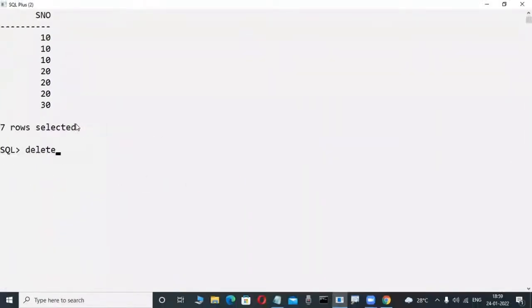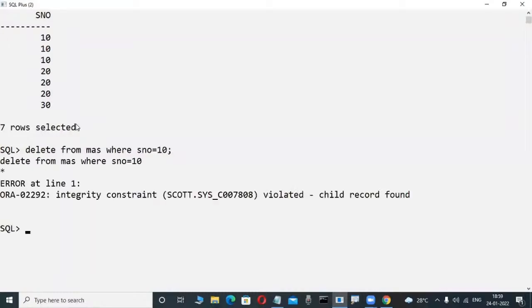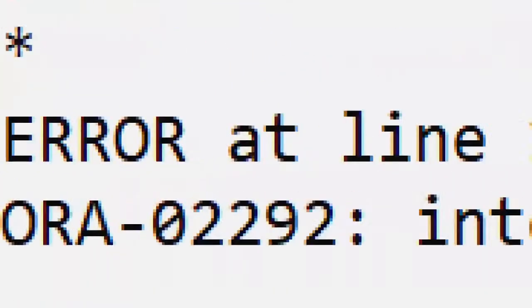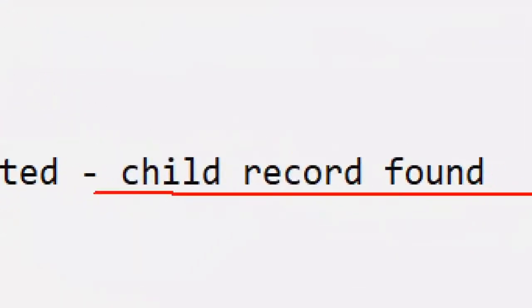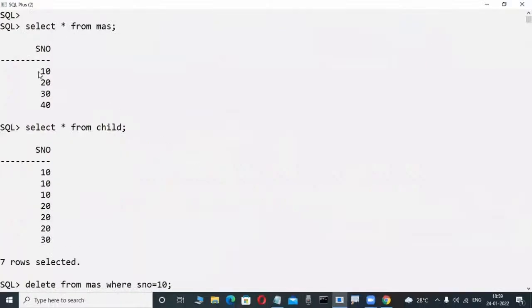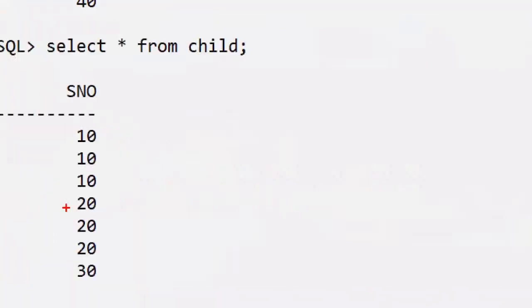Just checking: DELETE FROM master WHERE sno = 10. It won't work, because that 10 is already available in the child table. We are unable to delete. That's why it says child record found. That 10 is available many times in the child table.